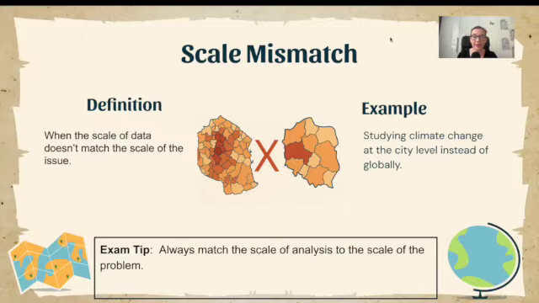Scale mismatch. The definition is when the scale of data doesn't match the scale of the issue. So, for example, studying climate change at the city level instead of studying it globally. Always match the scale of analysis to the scale of the problem.